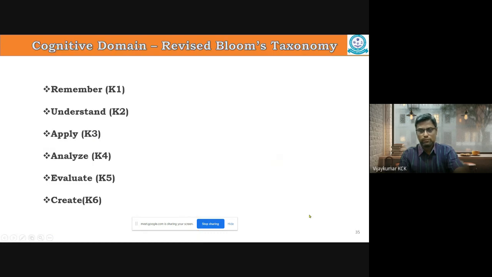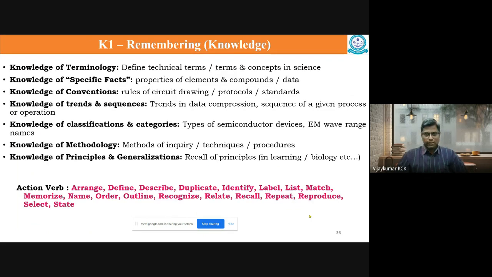Okay, so now we will see elaborately what is this: remember, understand, apply, analyze, evaluate, and create, one by one. For example, first we'll start with the K1, remembering. Earlier it was called knowledge in the old Bloom taxonomy. Now it is called remembering or remember.